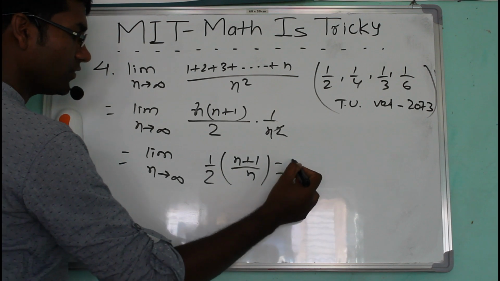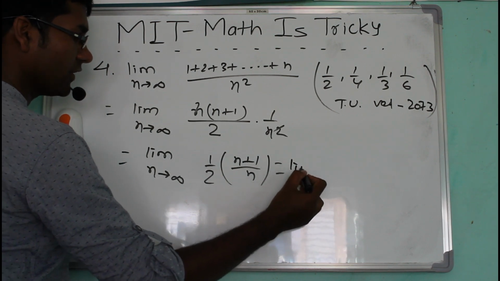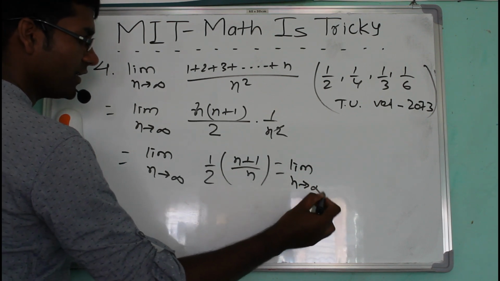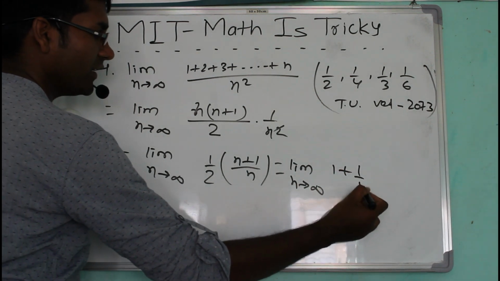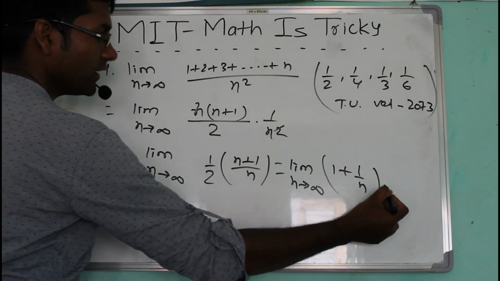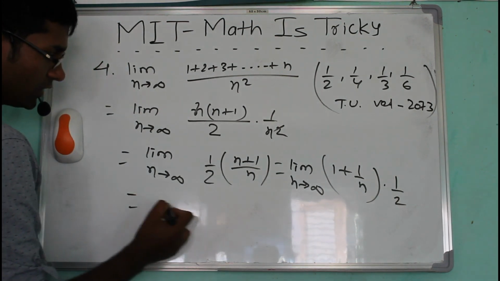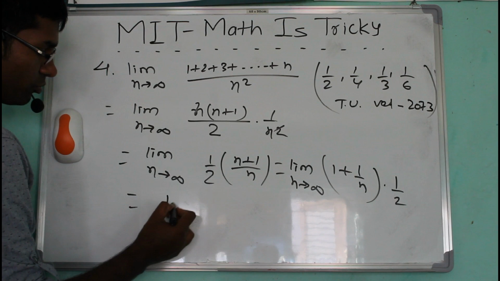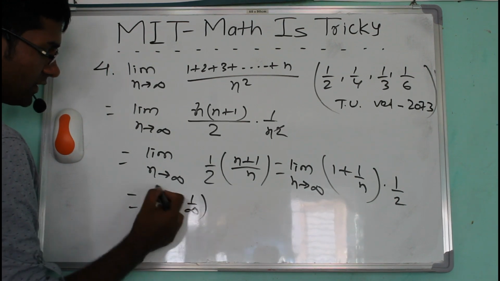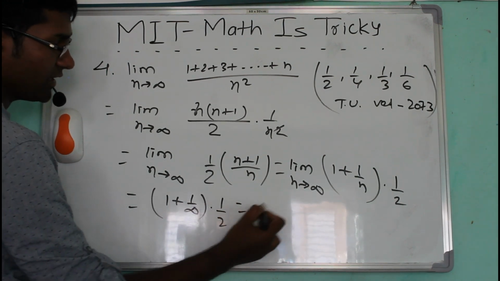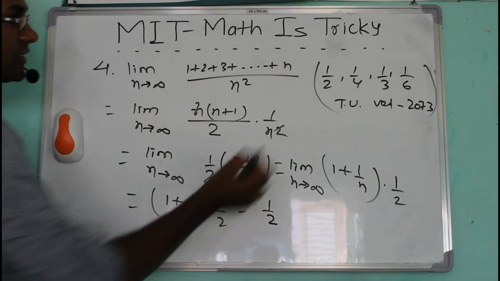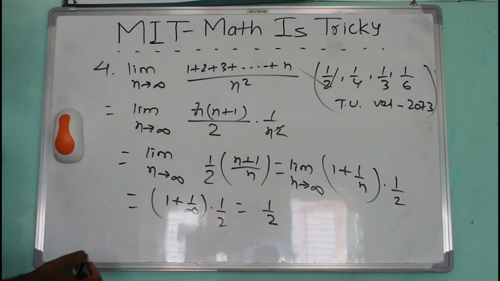We can simplify this further, so we'll be getting limit n tends to infinity 1 plus 1 by n, and 1 by 2 stays as it is. As n goes to infinity, 1 by n is 0, so it is 1 plus 0 times 1 by 2, and simply it is 1 by 2. That's your answer. So the first one is the correct answer, 1 by 2.